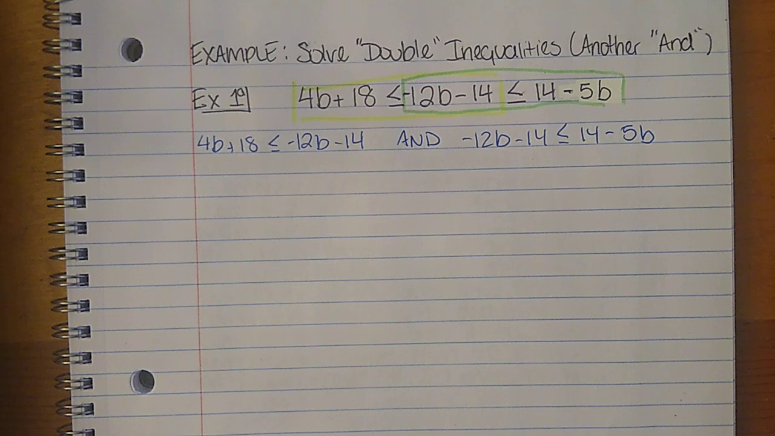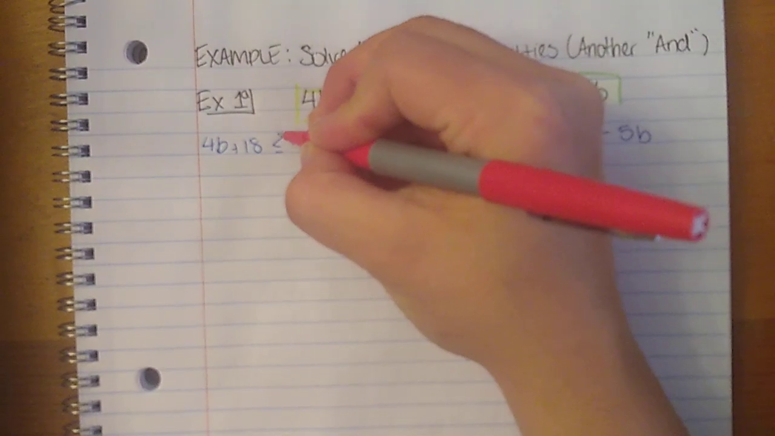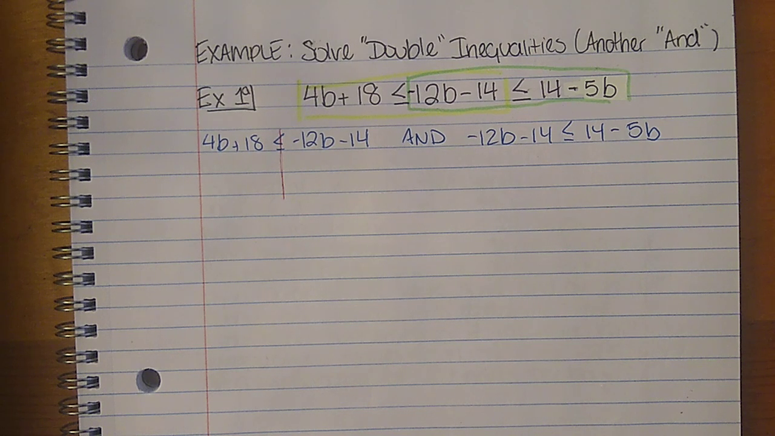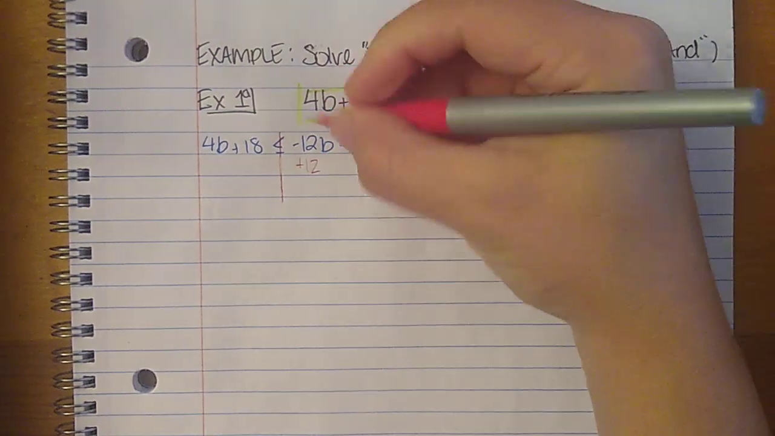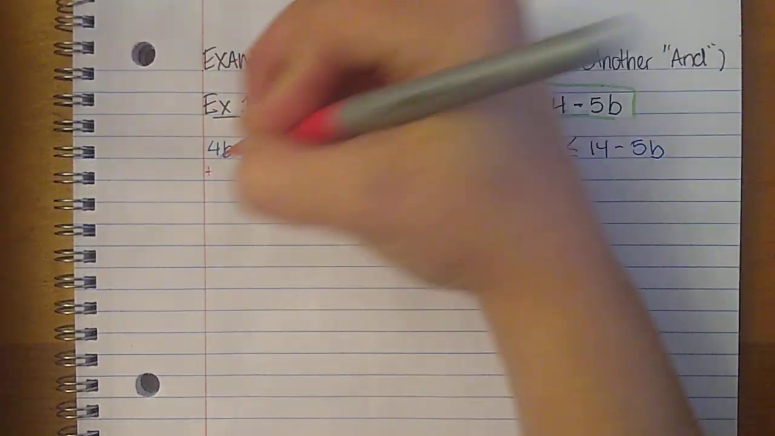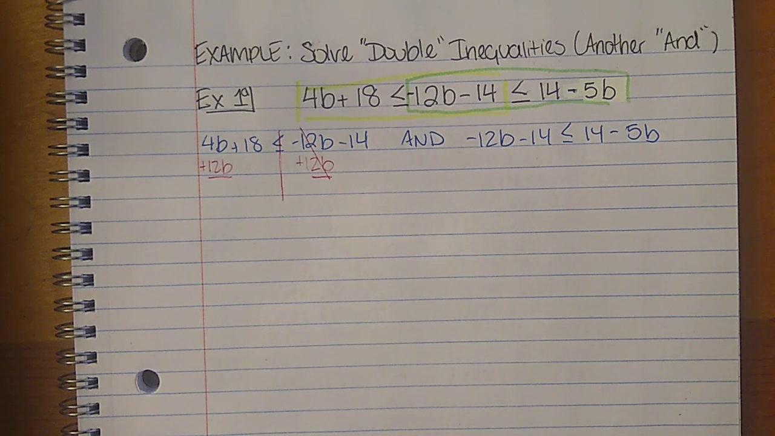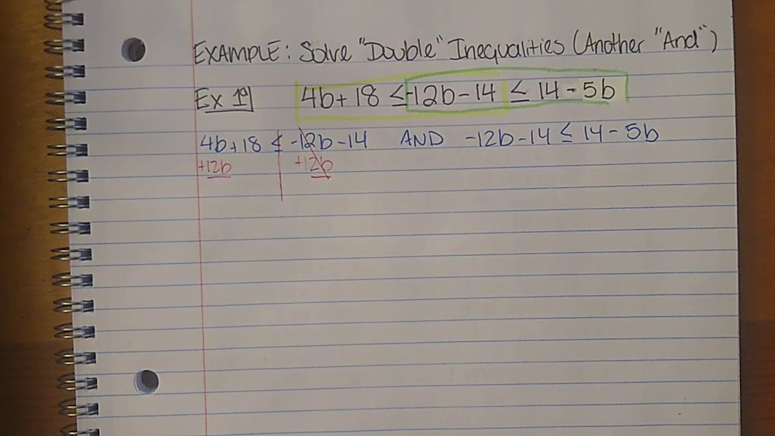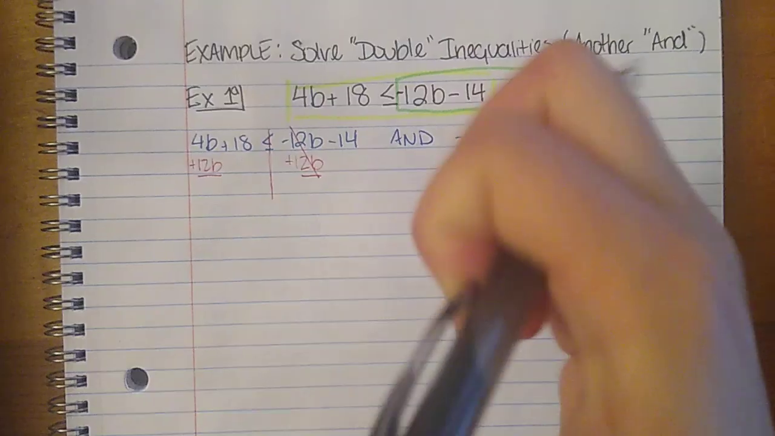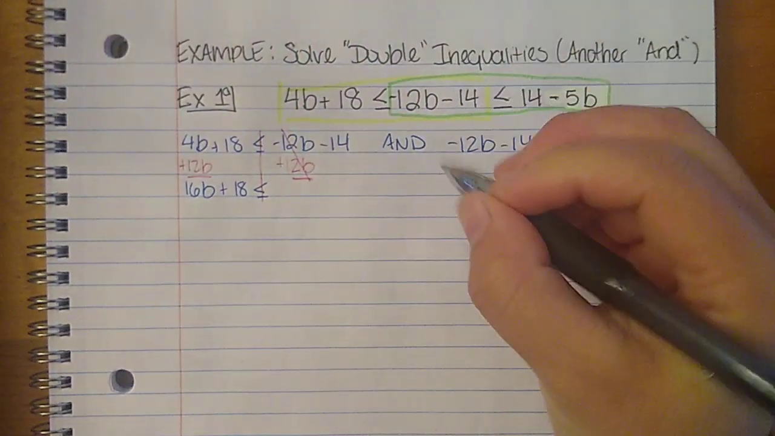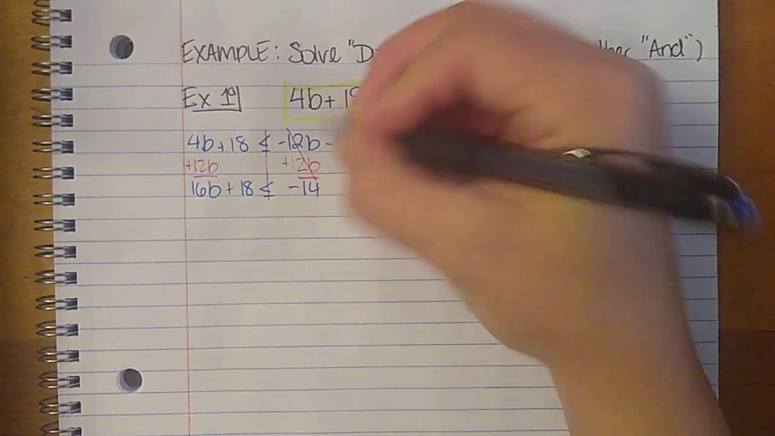And now, because we have gone over this multiple times, this is really just a basic inequality where we have variables on both sides of the inequality symbol. So you use your properties of equality as typical. First, in our first inequality, I'm going to consolidate my variables by combining like terms using the addition property of equality. I end up with 16b plus 18 is less than or equal to negative 14.